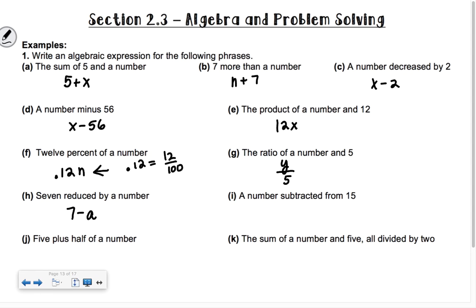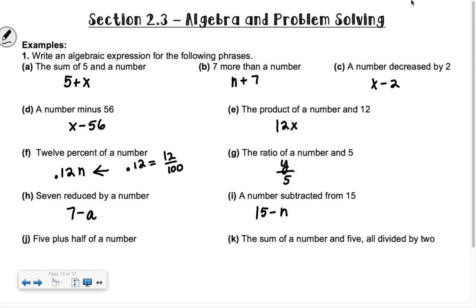A number subtracted from 15. This is where people mess up. n minus 15? No. 15 minus n. Caitlin, why is it 15 minus n? You are correct. Because 15 is your number and then you subtract. A number subtracted from 15 means you started out with 15 and you subtract the number from that. That's the biggest one people will mess up on.